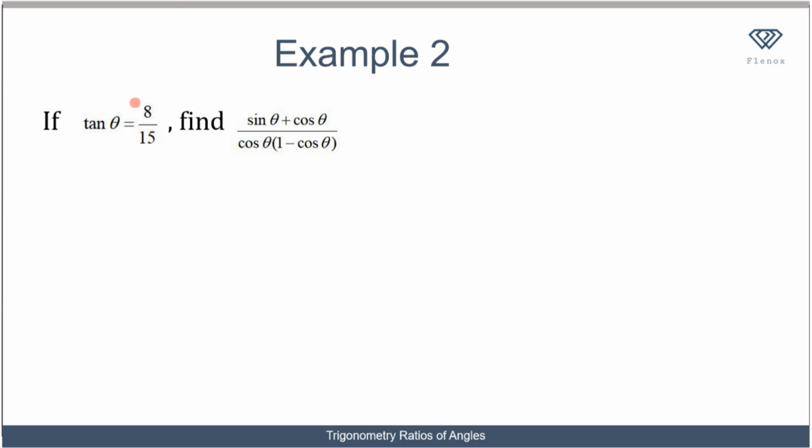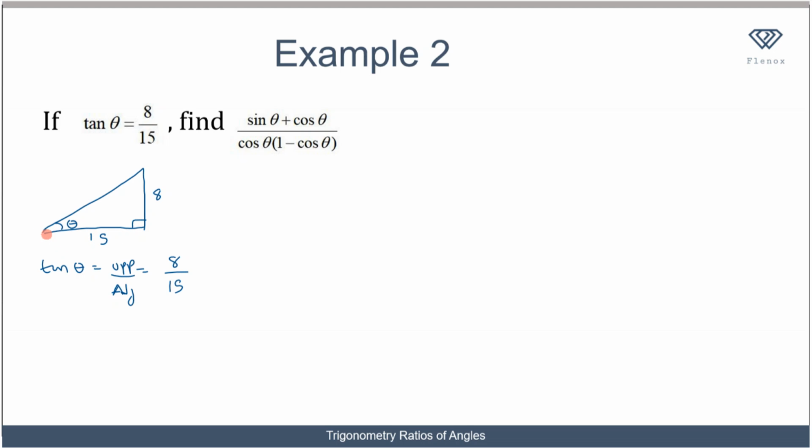So to get started, let's try to sketch this out in a right angle triangle. So if I draw my right angle triangle like this, and this is my right angle here, and I call this angle here theta. Tan theta, as I know, is what? Opposite over adjacent. So therefore, I know that my opposite in this case will be 8, and my adjacent is 15.